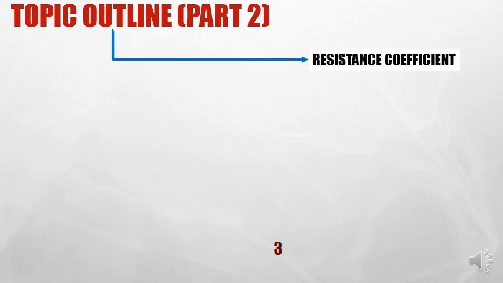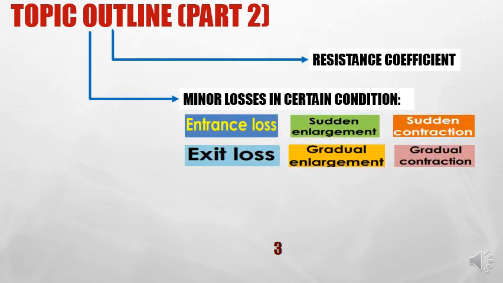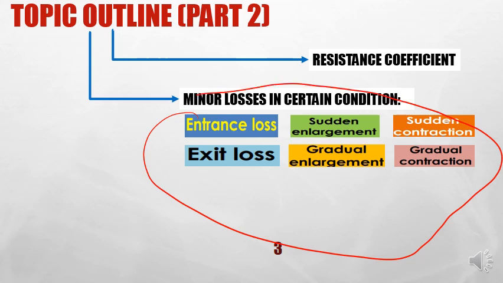So this is the topic outline which I include in the video for part 2. First of all, we will learn what the resistance coefficient is, and then we will learn about the minor losses in certain conditions. Basically, there are six main conditions: entrance loss, exit loss, sudden enlargement, gradual enlargement, sudden contraction, and gradual contraction. These six parts are very important and you need to focus on them later on.